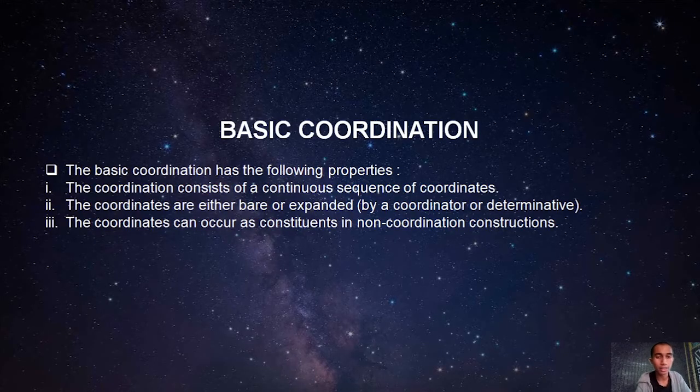Basic coordination. The basic coordination has the following properties. The first one, the coordination consists of a continuous sequence of coordinates. The second one, the coordinates are either bare or expanded by a coordinator or determinative. The third property is the coordinates can occur as constituents in non-coordination constructions.